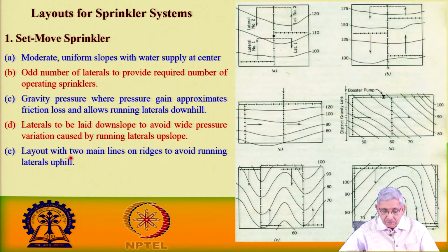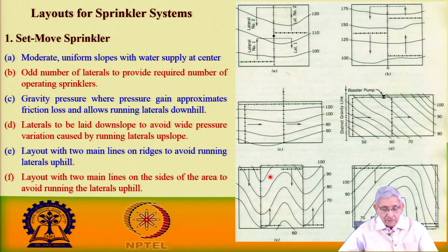So, this is a layout with two main pipelines. This is one main pipeline, this is another main pipeline, on the ridges. The two mains are put up on the ridges, and then the laterals are accordingly attached, so that the proper head loss can be maintained.